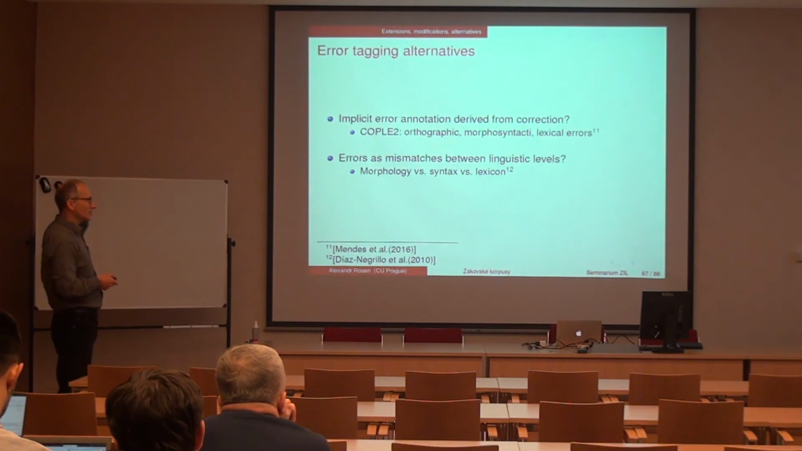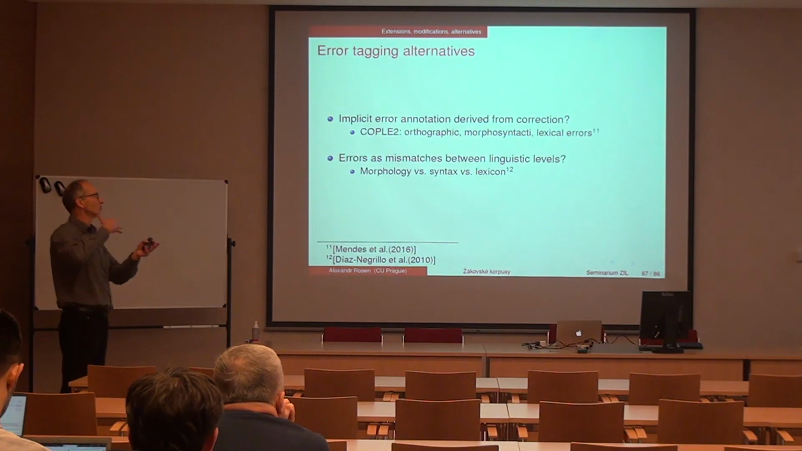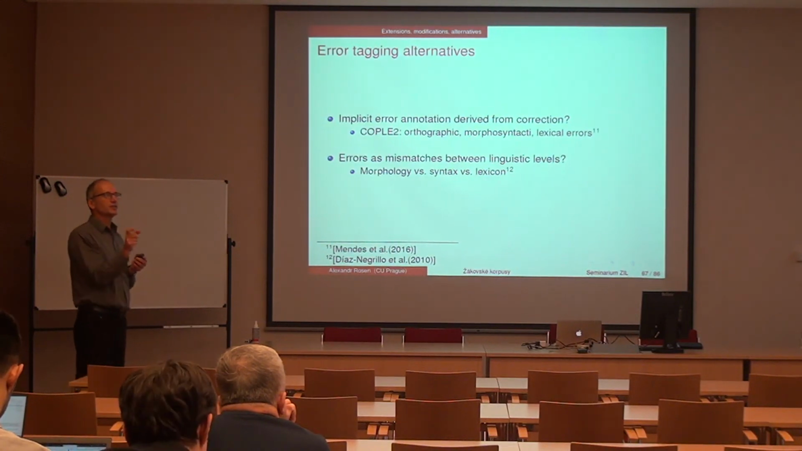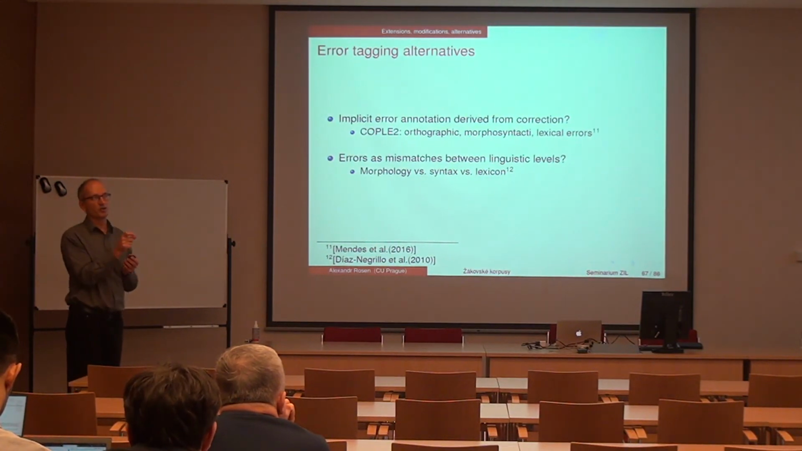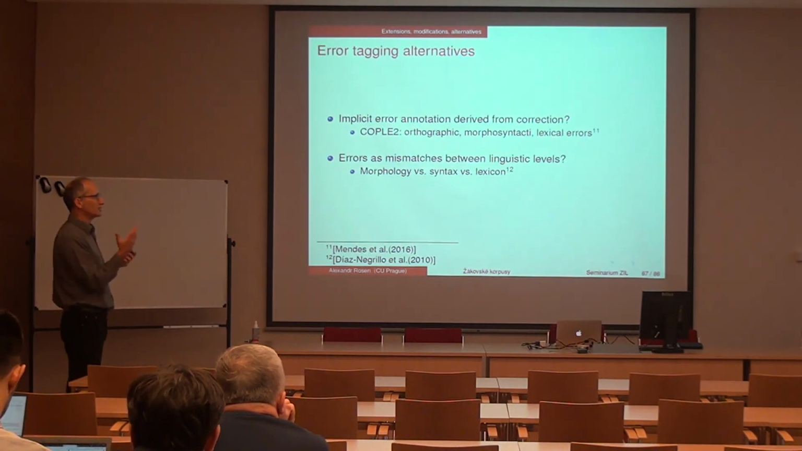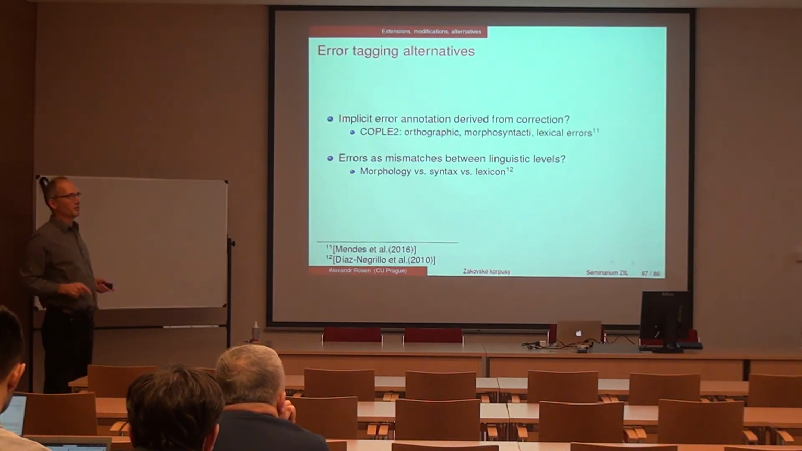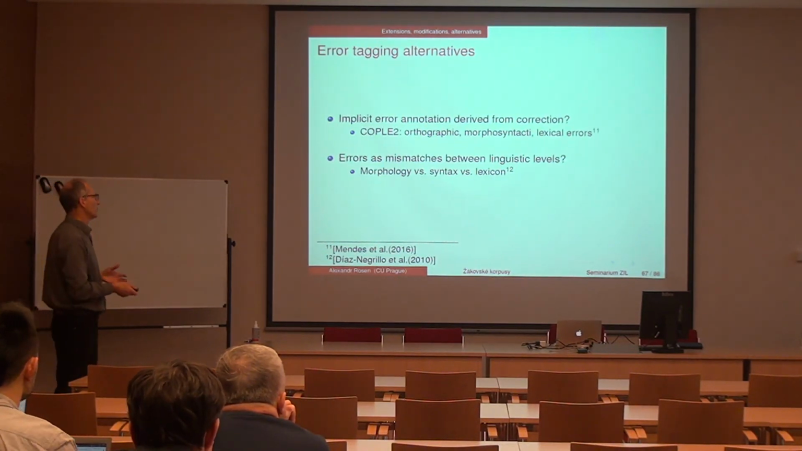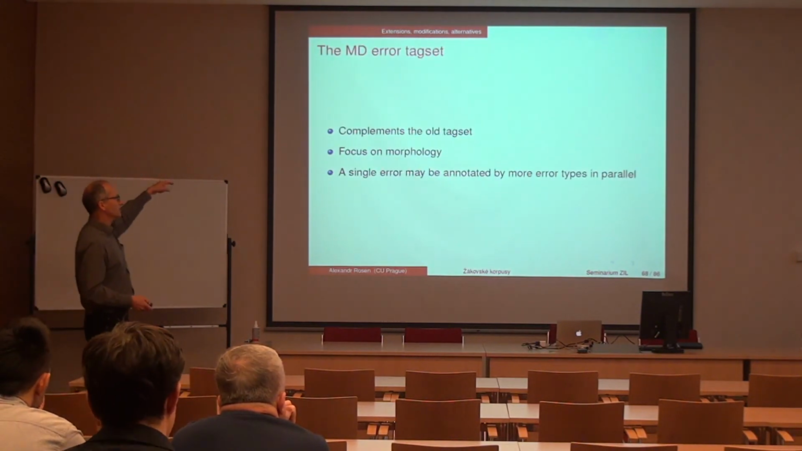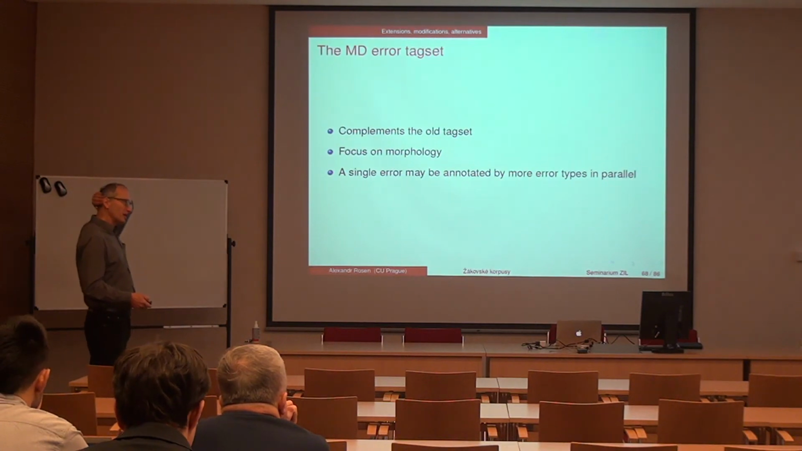And then someone proposed that errors can be seen as mismatches between linguistic levels. So maybe in some context you can say, well, this is syntactically correct but morphologically incorrect. So this mismatch between those different levels can be seen as that error type, yeah? The mismatch of that type. Okay, then we have the error tags that are used for this morphemics or morphology.